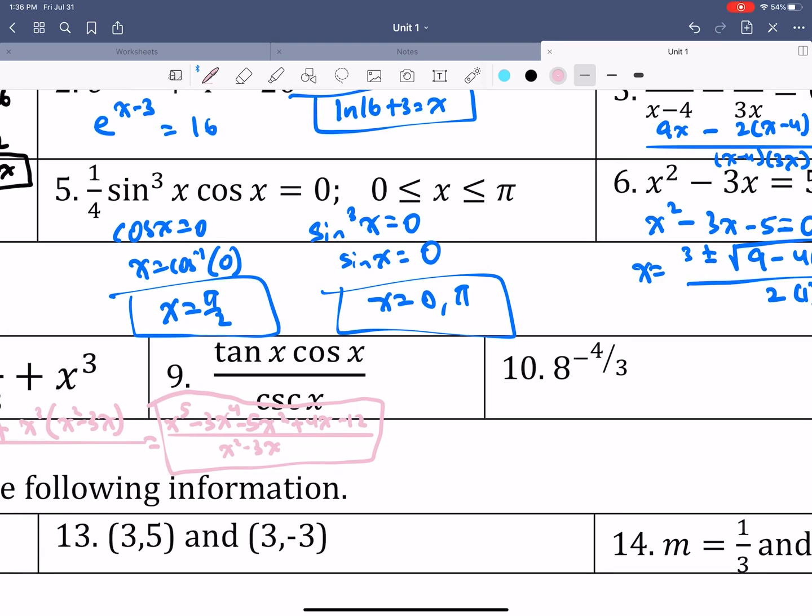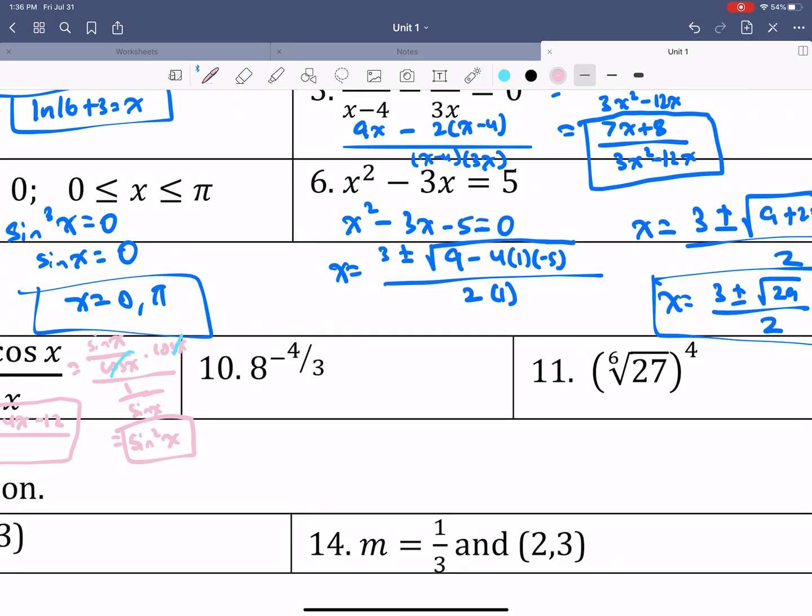Tangent of x times cosine of x over cosecant of x. Let's simplify it down, or break into its ingredients. So you got sine of x over cosine of x times cosine of x over 1 over sine of x. So I can see right now that the cosine of x are going to cancel out. And then I know the sine of x is going to work with that sine of x, because when you divide a fraction, you are going to do the reciprocal and multiply. So the denominator is now going to become a numerator. Okay, so that's going to give us sine squared x.